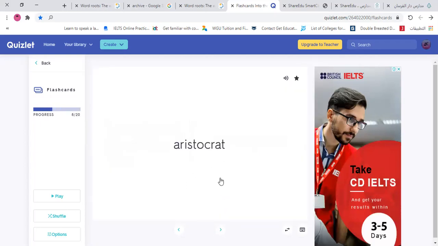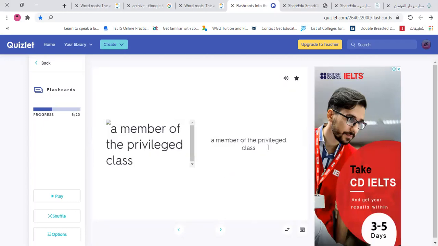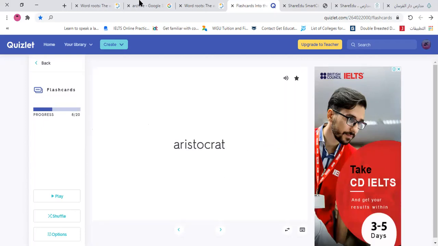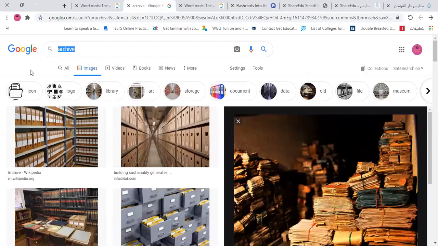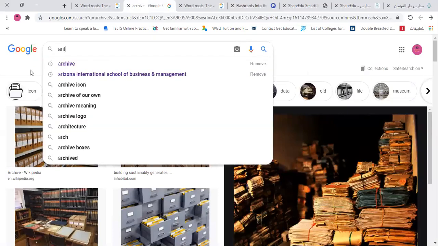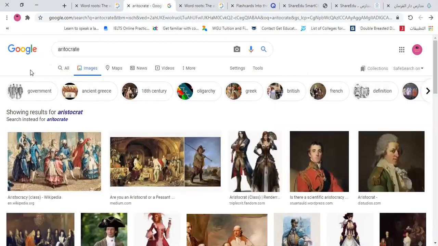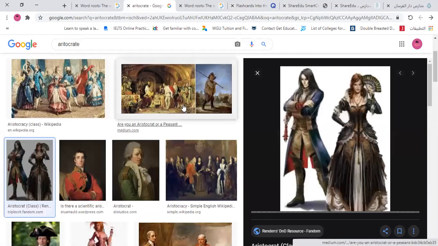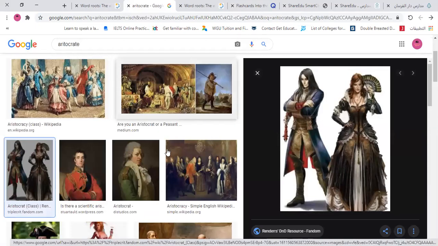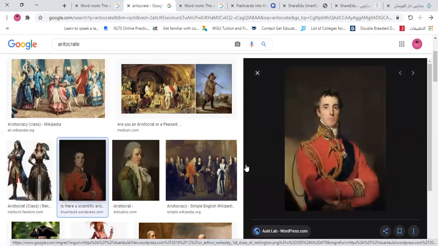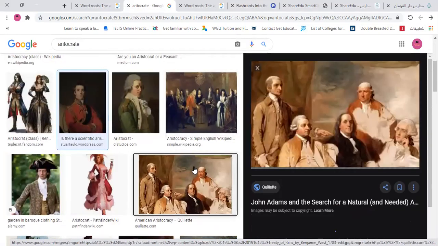Aristocrat. Aristocrat, it means what? A member of the privileged class. When I say this person is aristocrat, it means a very rich person. This is aristocratic people. Aristocratic people, they are very wealthy people, very rich people. I call it aristocrat. So it is a synonym for the word rich. Rich or wealthy, I can say also aristocrat.